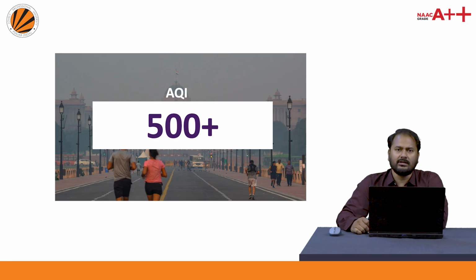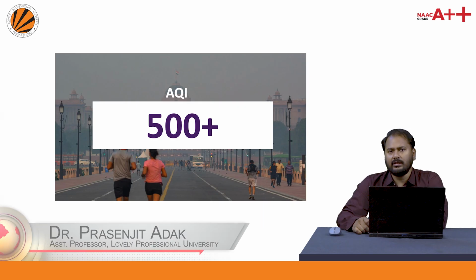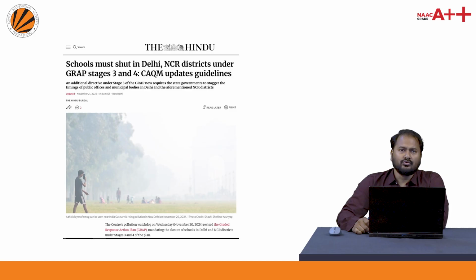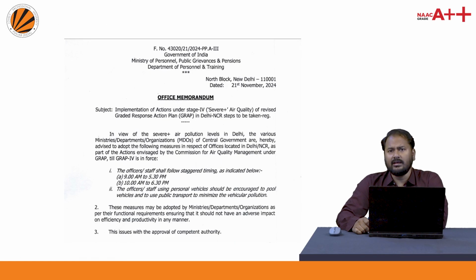19th November 2024, the air quality index of Delhi exceeded 500, which was considered severe by the Central Pollution Control Board. The schools were closed, the traffic movements were restricted, the construction activities were stopped, and even public health warnings were issued by the authorities.